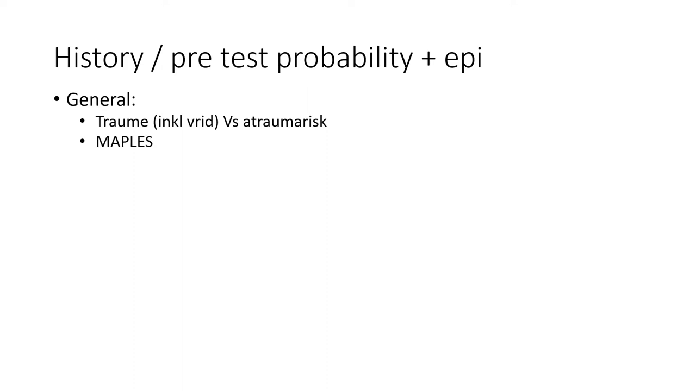So the pretest probability is made up of our history and epidemiology, of what we know of these kind of injuries. So in general, we need to know about whether this was a trauma or a non-traumatic event, or a minor trauma. That's really important. And then we will do our MAPLES, or medicine, allergies, previous history, leisure, ethanol, and smoking.